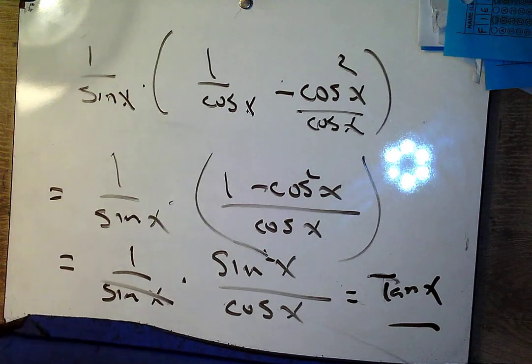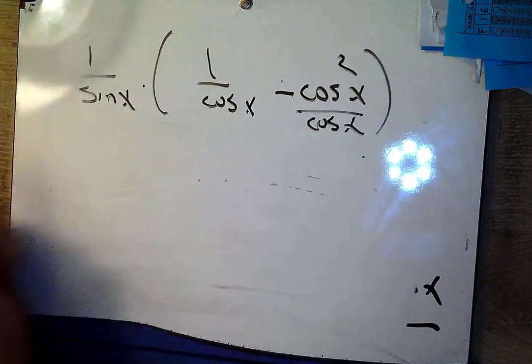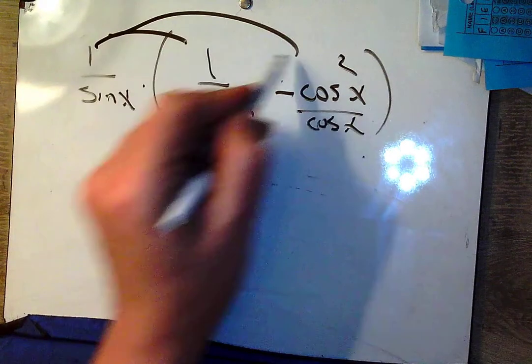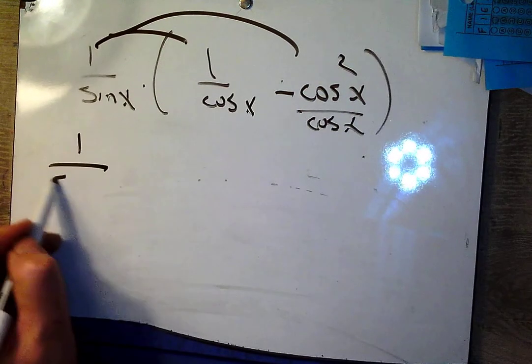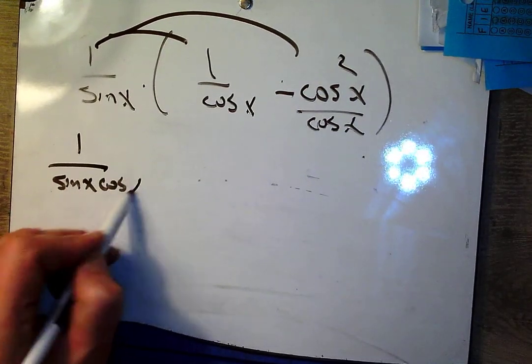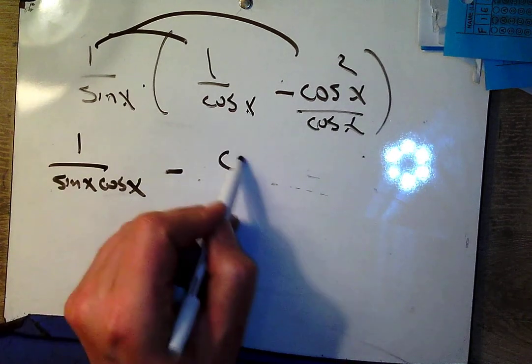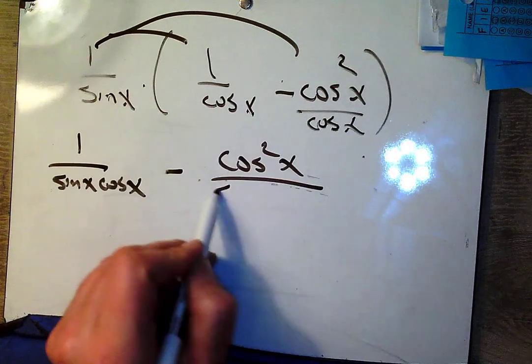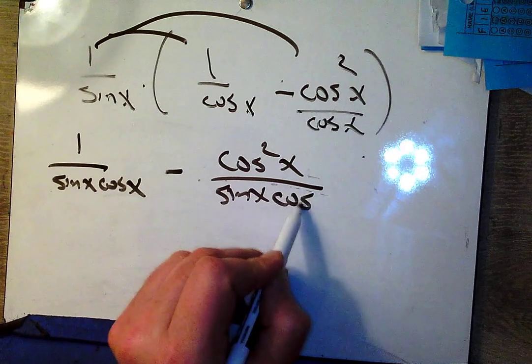Now, what about that distributing person? Well, let's take a look. Distribute, distribute. I've got 1 over sine x cosine x minus cosine squared x over sine x cosine x.